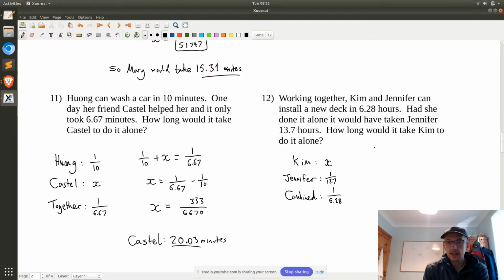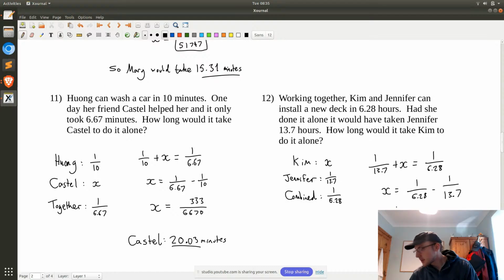How long would it take Kim to do it alone? So it's much the same as before. 1 over 13.7 plus x equals 1 over 6.28. So x equals 1 over 6.28, take away 1 over 13.7. And then we do the reciprocal of that. And then we'll get Kim's time. And then we're finished.